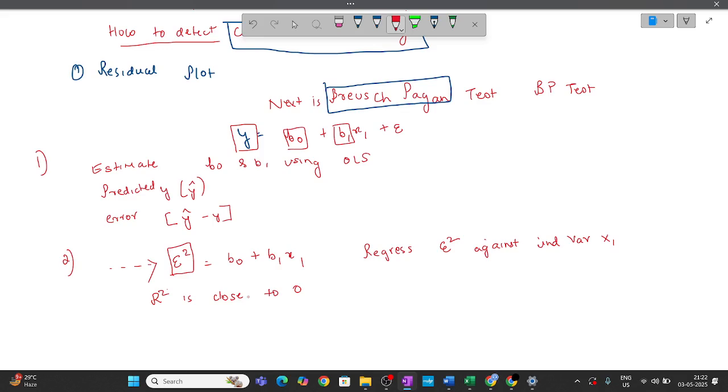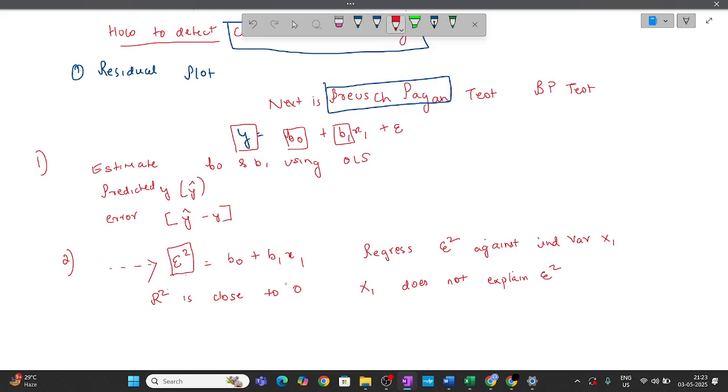Independent है, do not show relation. Can I say that the independent variable x1 does not explain the error term? क्योंकि ये सेकेंड रिग्रेशन है ना, ये सेकेंड रिग्रेशन क्यों रन कर रहे हैं अपने, to check whether the independent variable x1 explains the error, right? But if the r square of this second regression is close to 0, then it means that x1 does not explain the errors. The independent variable does not explain the errors.